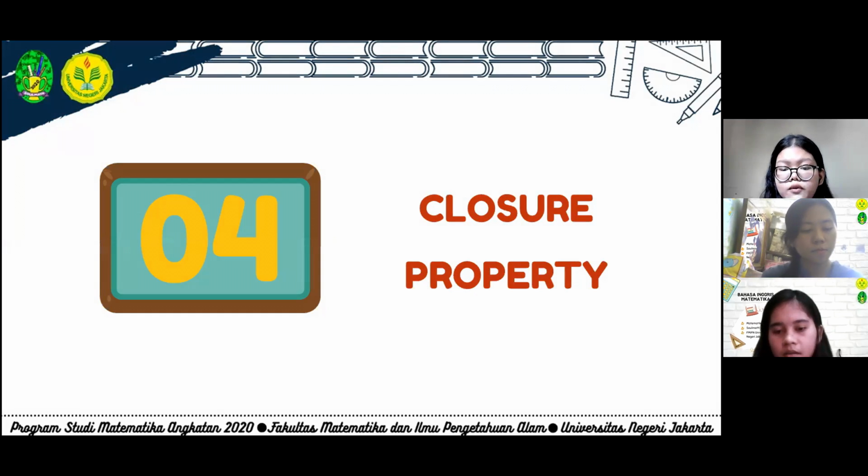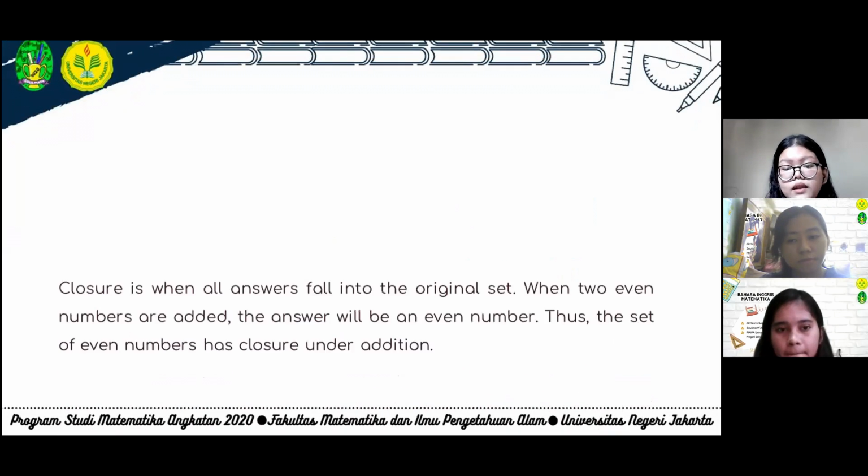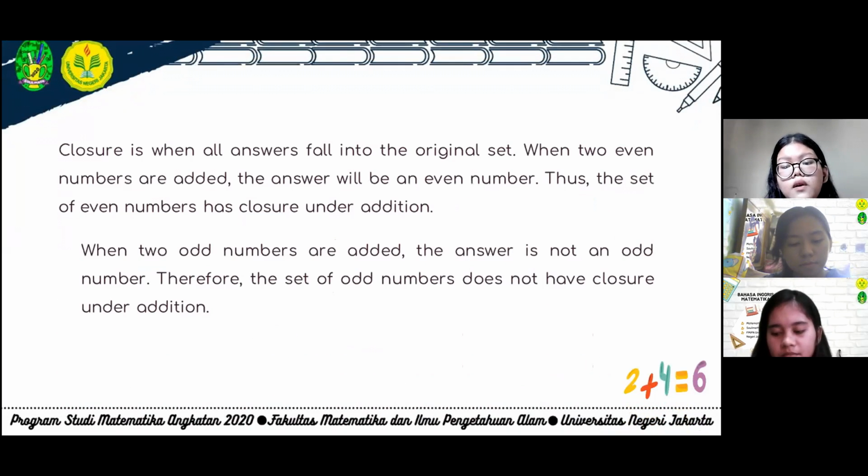The fourth one is the closure property. Closure is when all answers fall into the original set. When two even numbers are added, the answer will be an even number. Thus, the set of even numbers has closure under addition. When two odd numbers are added, the answer is not an odd number. Therefore, the set of odd numbers does not have closure under addition.